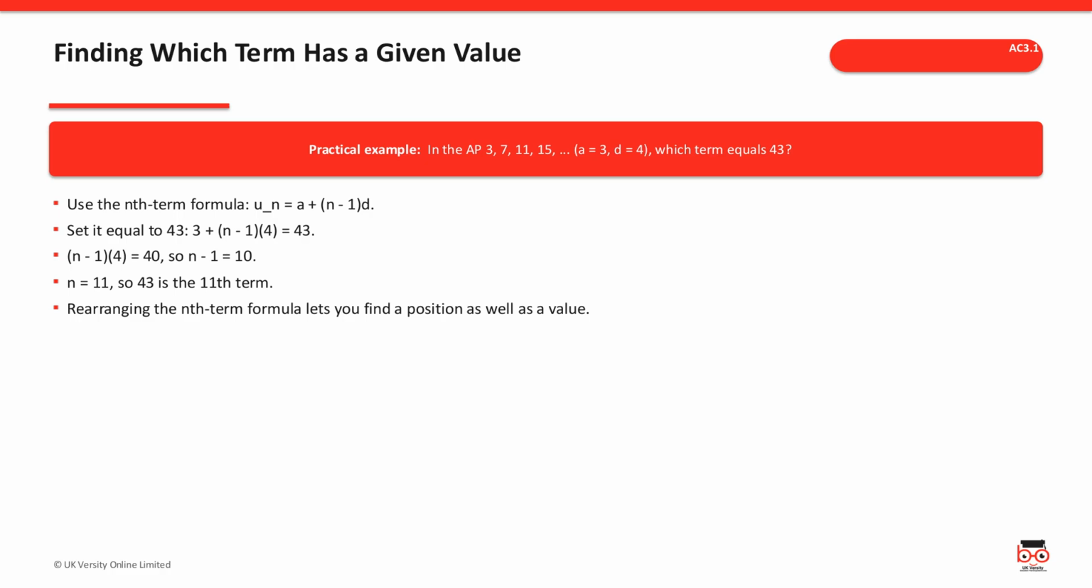The nth term formula can also work backwards to find a position. In the same AP, 3, 7, 11, 15, with a equals 3 and d equals 4, which term is equal to 43? We set 3 plus n minus 1 times 4 equal to 43, so n minus 1 times 4 is 40, meaning n minus 1 is 10. That gives n equals 11, so 43 is the 11th term, and rearranging the formula found the position for us.